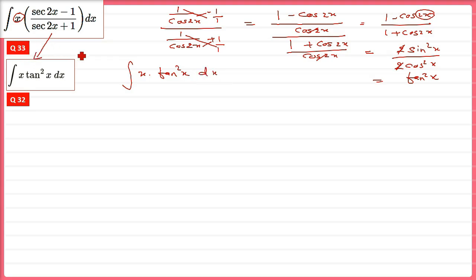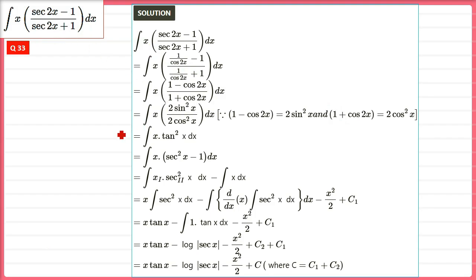So how to do this? Exactly in a similar way, we have done integration of x into tan square x. So the same question can be presented in a different way. You will start there and come up to x tan square x, and finally you see the solution which we have already discussed and I have explained it already, so you may revisit it.